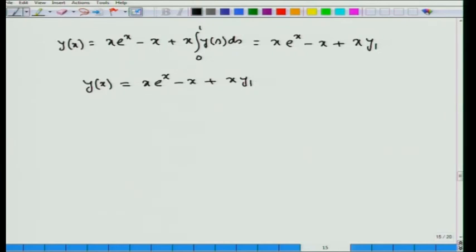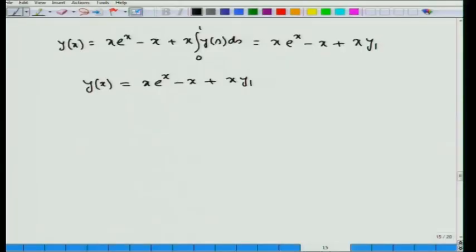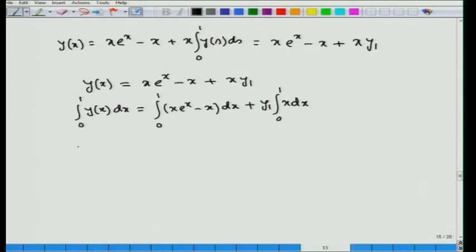So, we are multiplying this expression both sides with respect to x from 0 to 1, means we are actually multiplying this equation by q 1 x and then integrating from 0 to 1. So, therefore, we are having integral 0 to 1 y x dx, this is equal to integral 0 to 1 x e to the power x minus x dx plus y 1 is a constant here, then integral 0 to 1 x dx. So, 0 to 1 y x dx is our y 1.